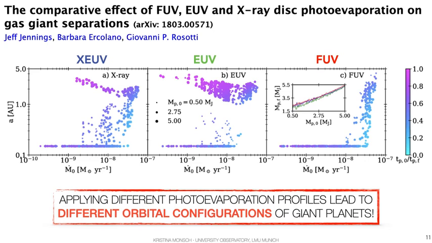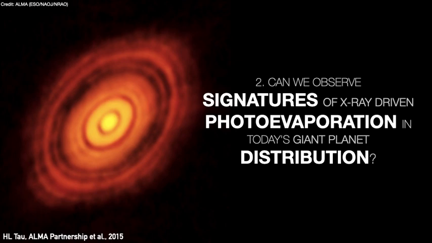And the effect of these different photoevaporation profiles on a given population of giant planets had been studied by Jeff Jennings, Barbara Ercolano, and Giovanni Rossotti a few years ago. And indeed, they found that applying these different photoevaporation profiles will lead to very different orbital configurations of the planets. So can we actually observe any signatures of X-ray driven photoevaporation in the orbital distribution of giant planets?